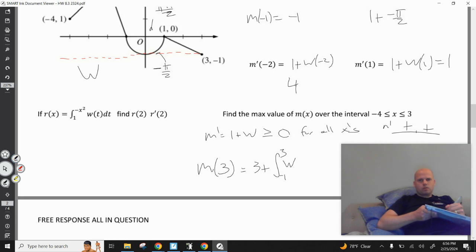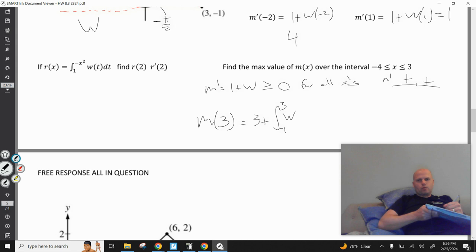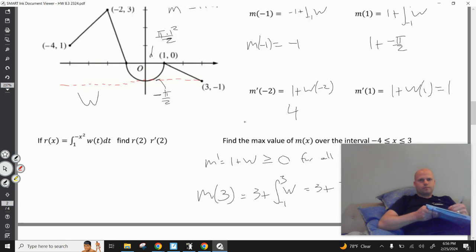So that's 3 plus negative pi over 2 plus negative 1.